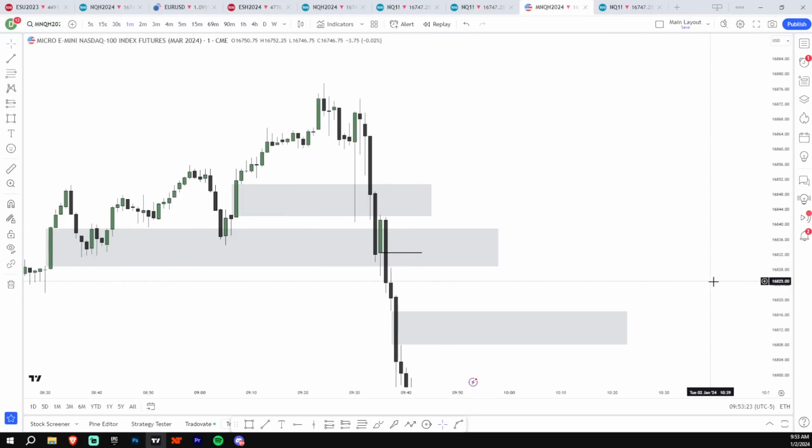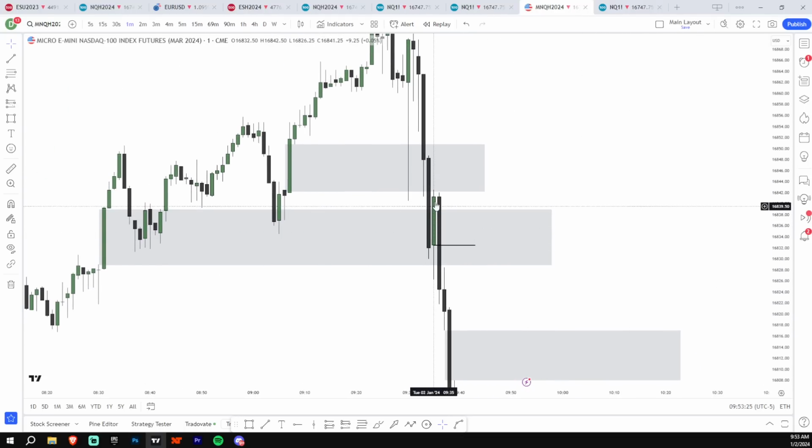What made the OB so strong? Well, it's not really a wick candle. It's a pretty strong body. Yeah, you can watch the replay. It's a pretty strong body. There's not really a lot of wicks to this candle. And overall, that's why it's a good one.